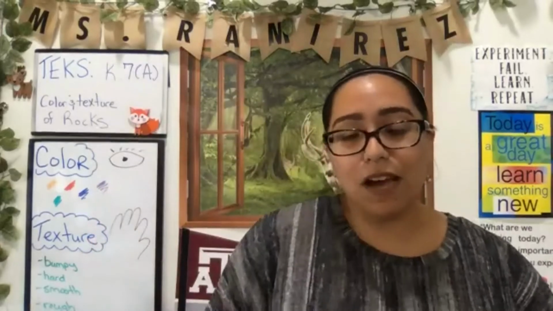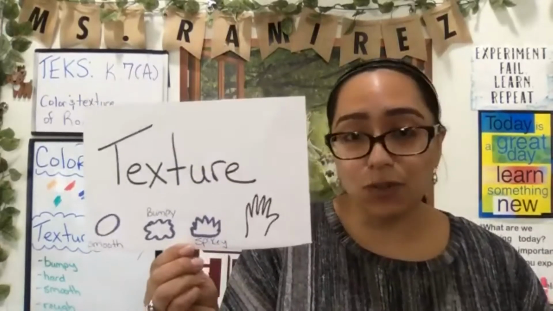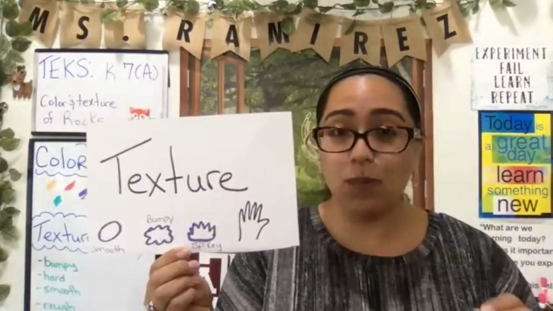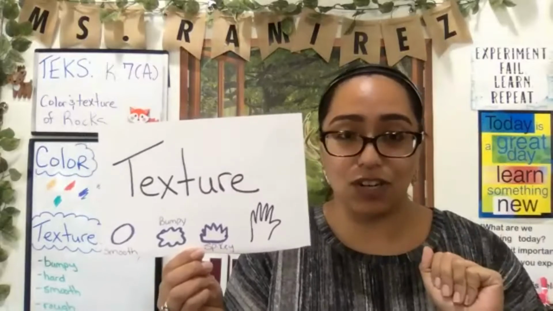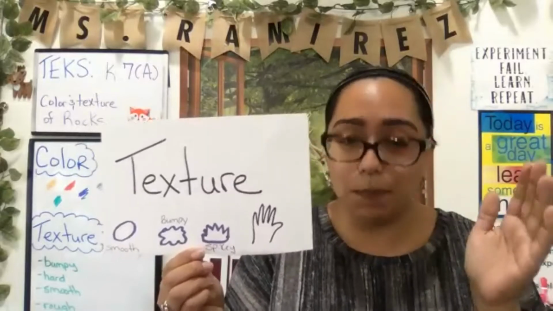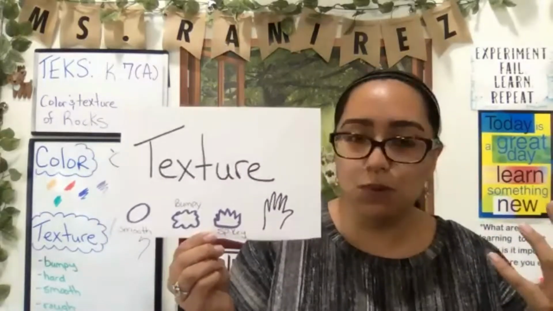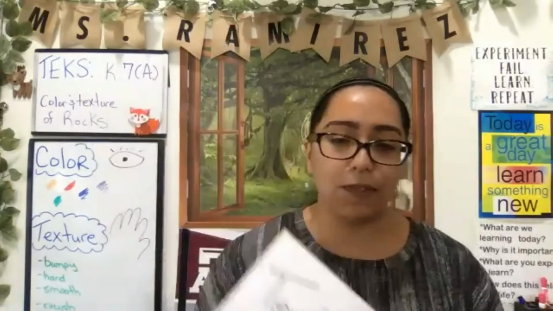And we're also going to be talking about texture. Texture means how does something feel when we touch it? So we're going to be using our hands to help us determine texture. When you touch it, is it bumpy or rough or smooth or soft? So be thinking about those words.